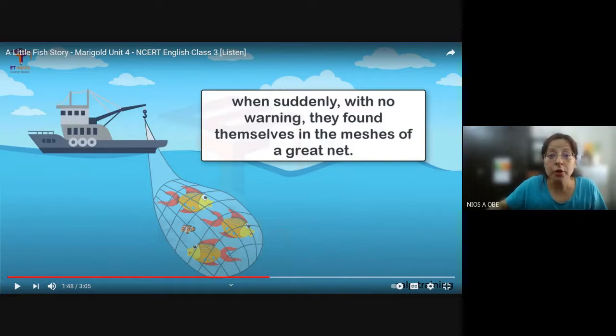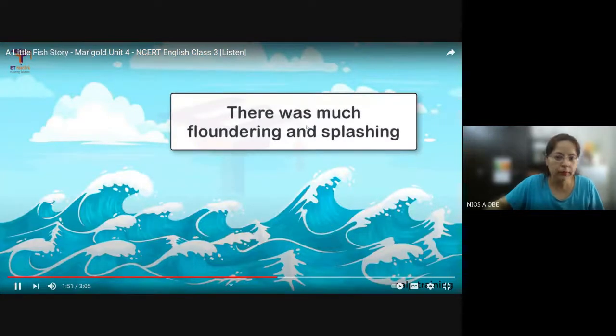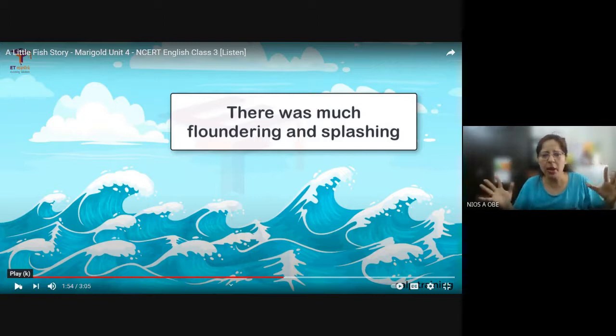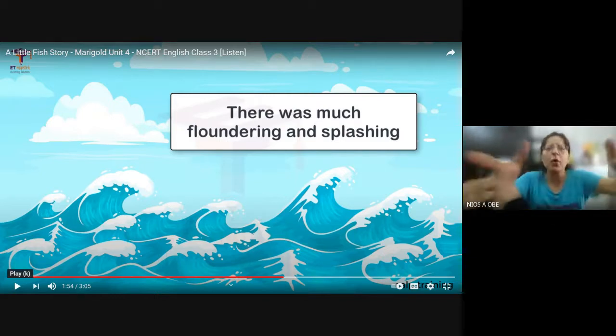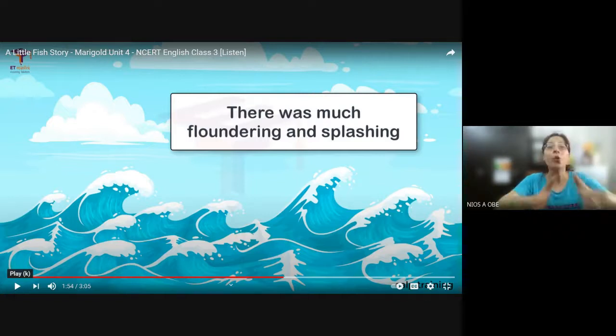So what happened to the fish? All the fish are caught suddenly in the mesh and they are all scared. There was much floundering and splashing. So what happens when the fish are caught? What do they do? Like this. They are trying to come out of the net. What are the fish doing? They are trying to come out of the net. They are trying to get free. They are trapped. They are caught up.